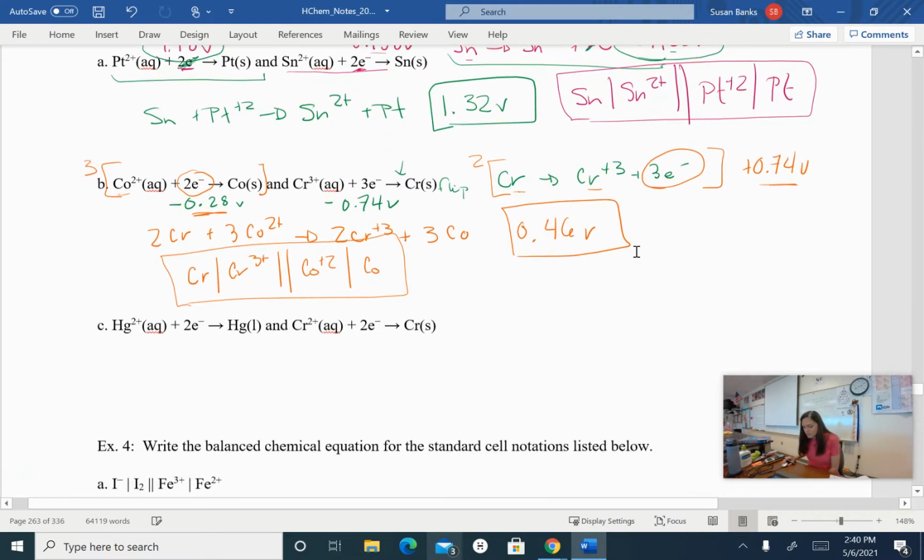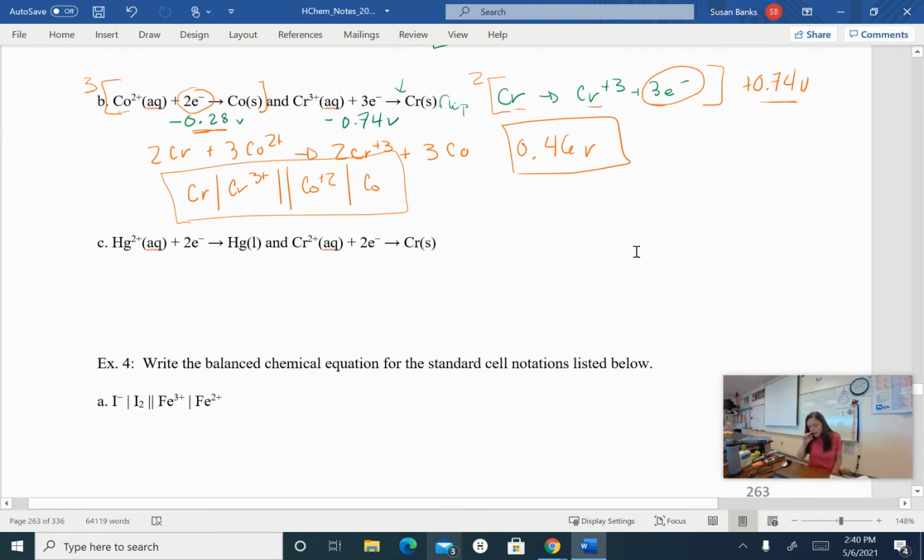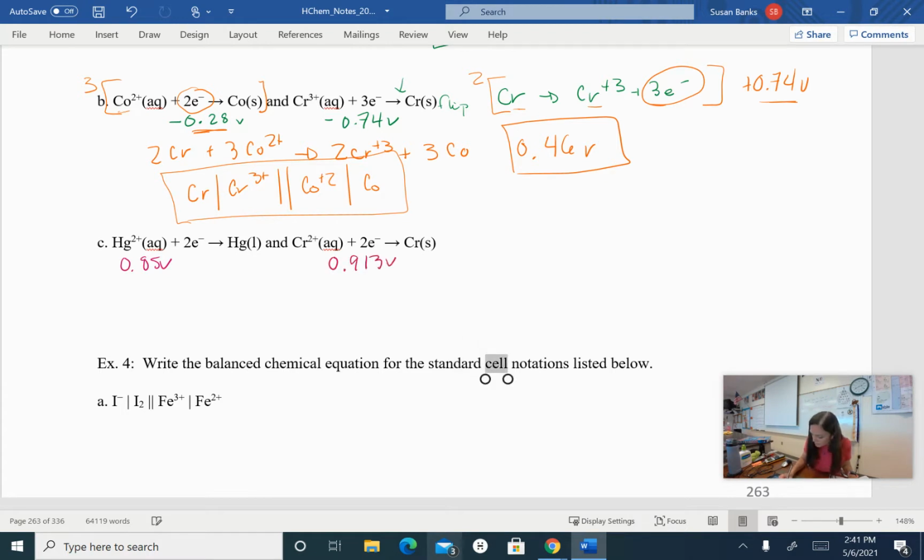Okay, so let's look at mercury. We have mercury plus 2, and we have that cell potential as 0.85 volts. Okay, and then chrome plus 2, instead of chrome 3, we have this potential as 0.913 volts. And they're both positive.